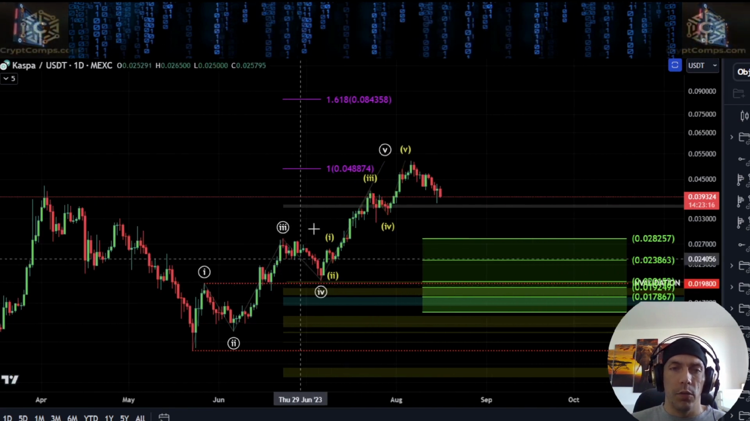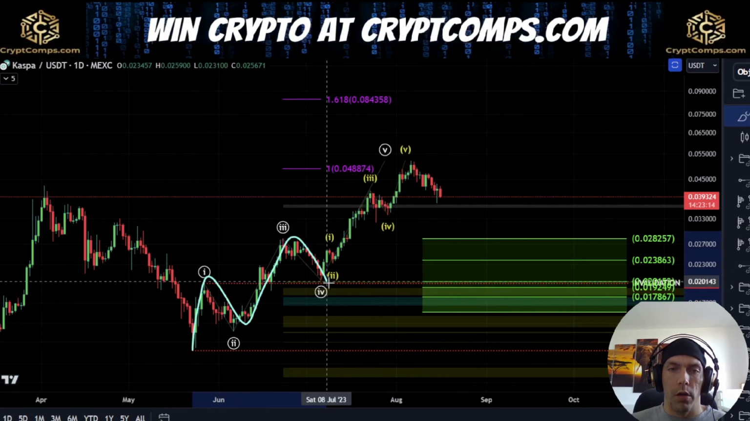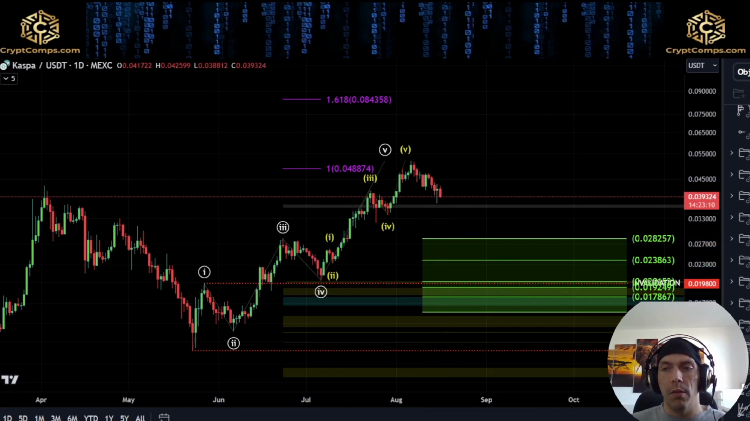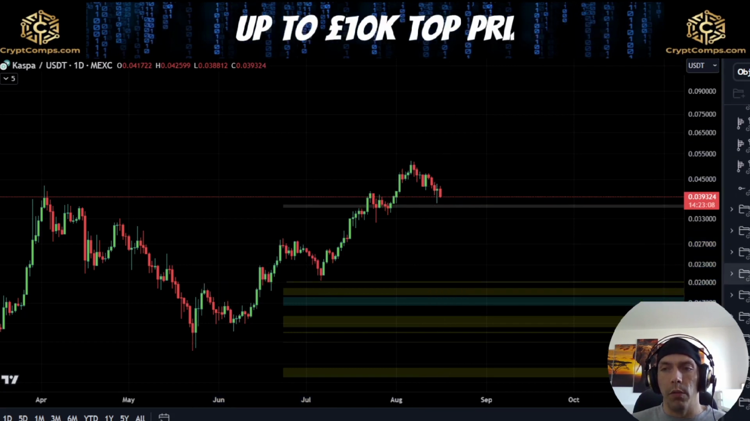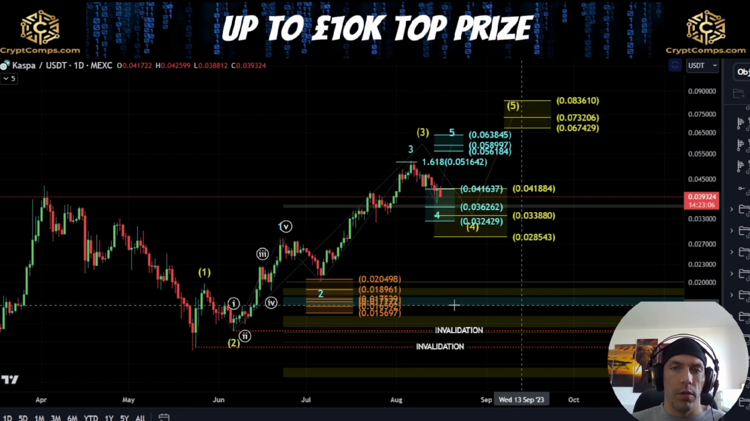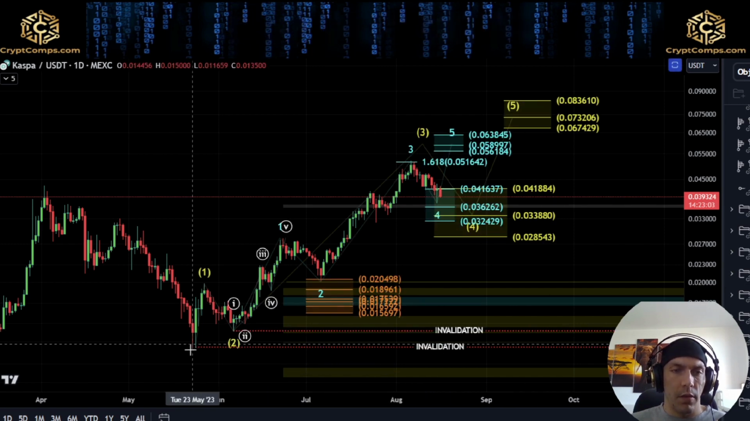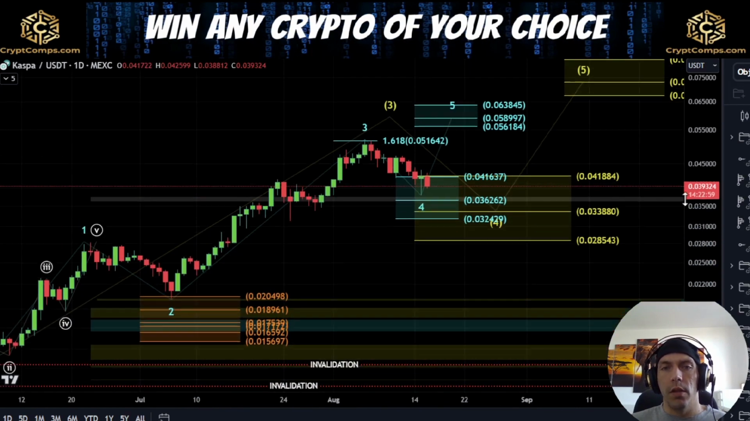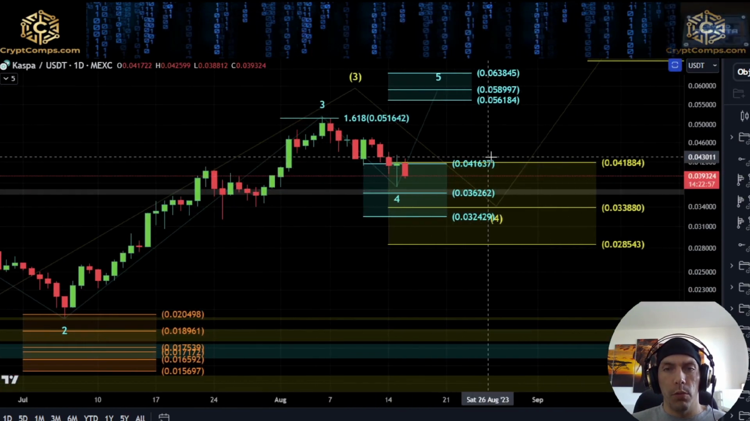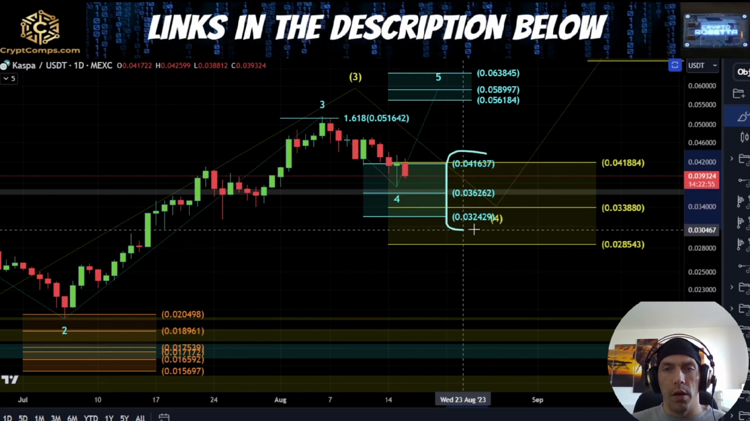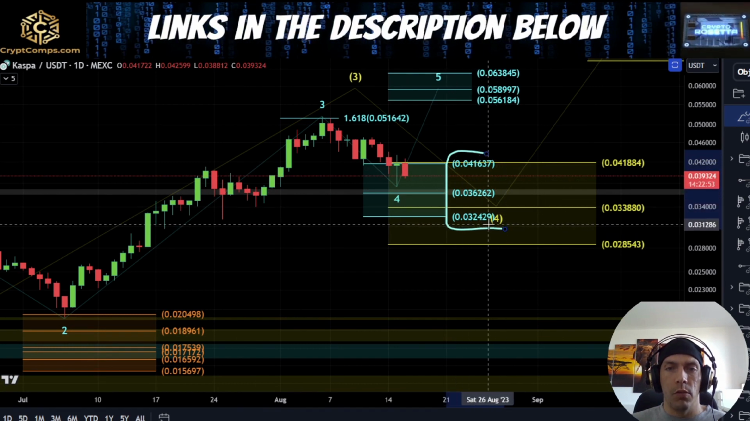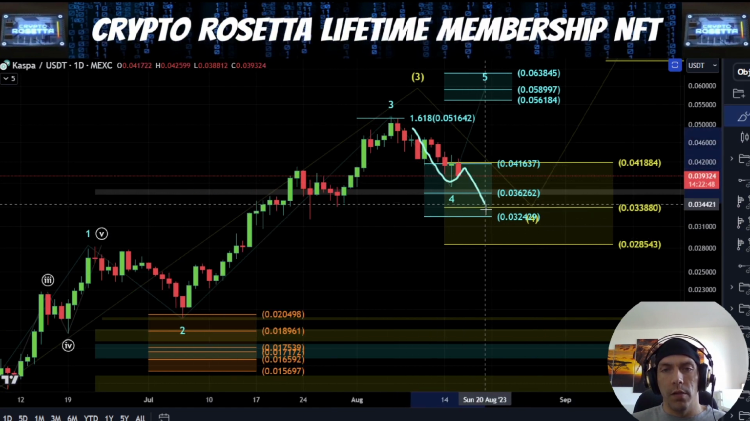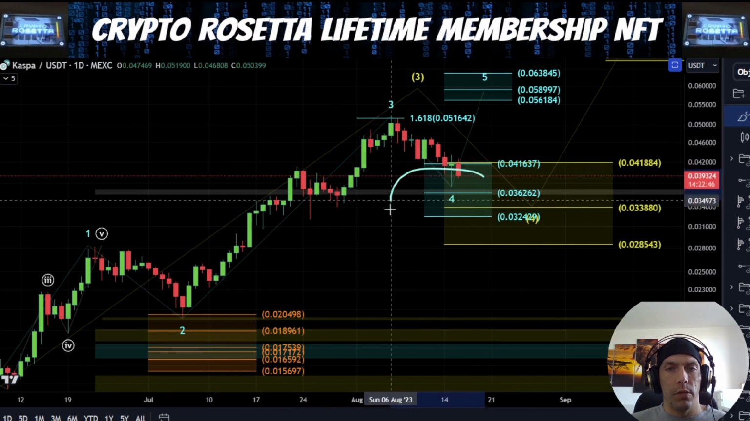Now it is also possible that we could count this as 1 2 1 2, which would mean that this move is extending out, and what that would mean is that we have higher prices to come before we look for that break to the downside. Now within this idea, what we'd be saying here is that this could be potentially 1 2 1 2 here, and that we are actually within the blue fourth wave. Now the blue fourth wave target area is this 41637 to this 32429.